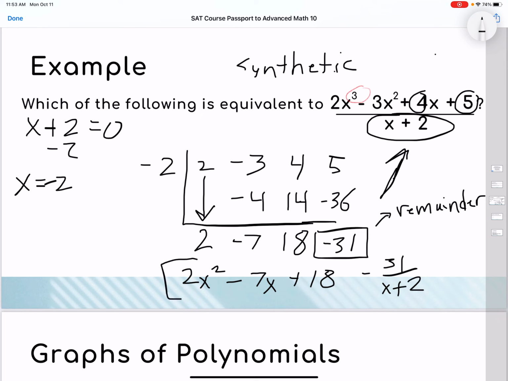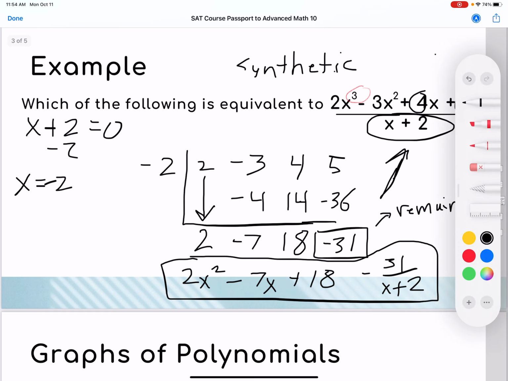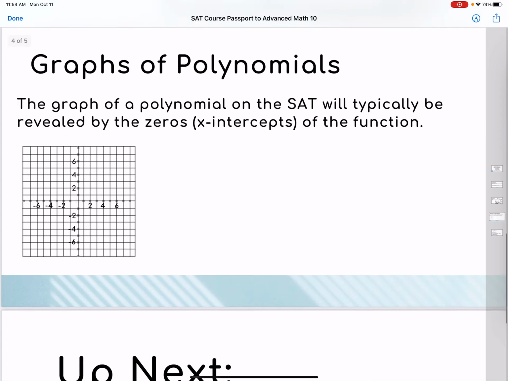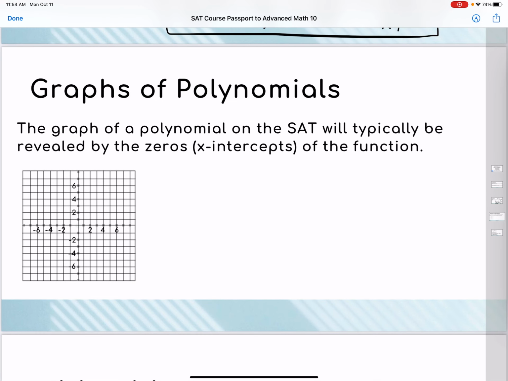So the full answer to this problem in solving by synthetic division would be 2x squared minus 7x plus 18, and then minus that remainder of 31, of negative 31 over x plus 2. All right, so that is how you divide synthetically. And now we'll take a look at the graph of a polynomial.